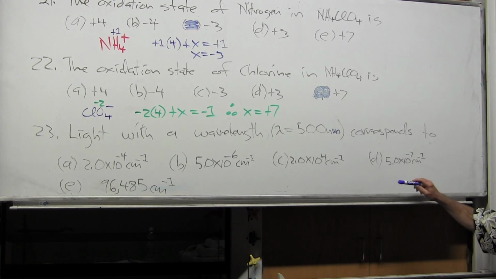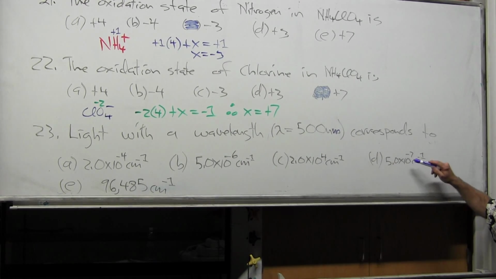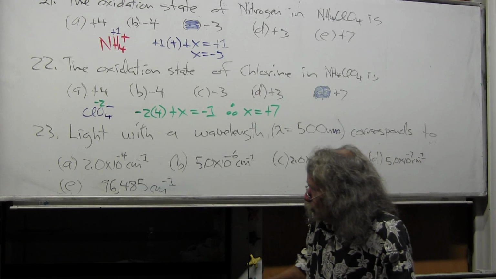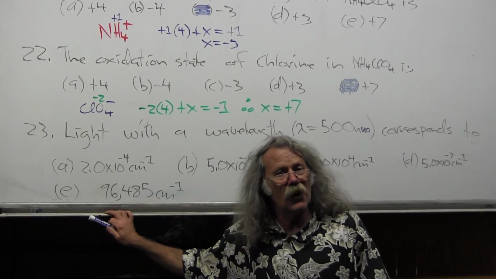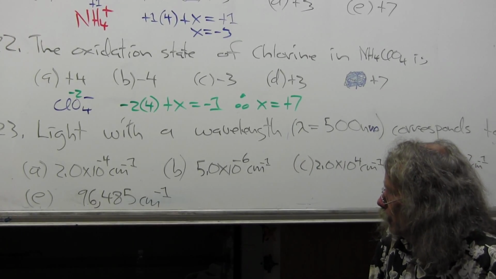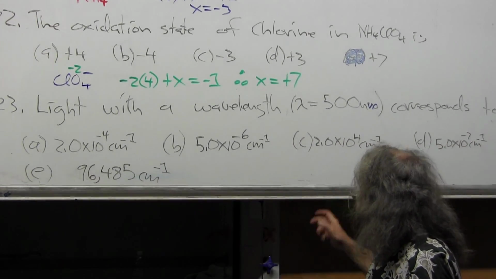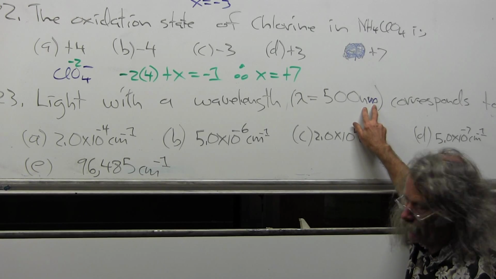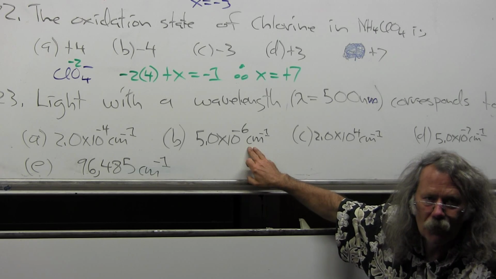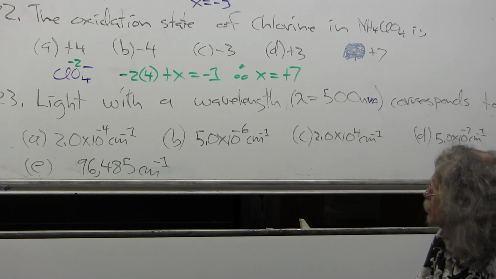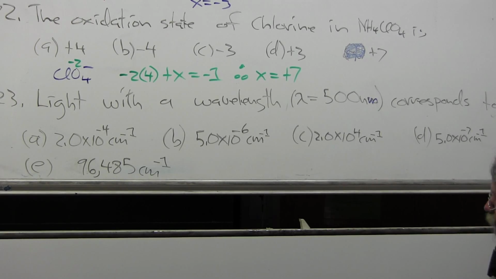Okay. And then D was 5 times 10 to the -7th wave numbers, and E was 96,485 wave numbers, or reciprocal centimeters. So now we're going to have to do a little bit of calculation because this is a wavelength, and this is a length as well. So reciprocal centimeters is going to be, we're just going to have to convert between the units.